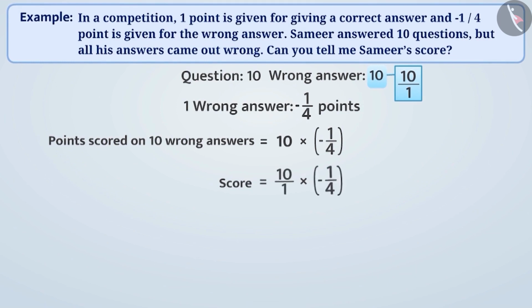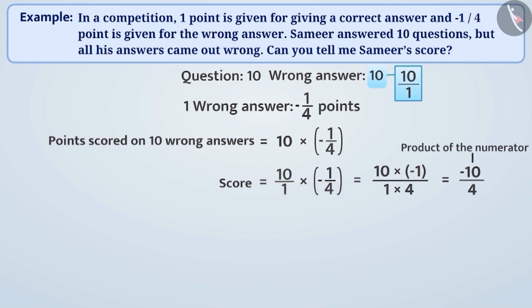We now multiply the numerators of both the numbers. 10 into minus 1 is equal to minus 10. Similarly, we multiply the denominators of both the numbers. Here, 1 into 4 is equal to 4. Then we express the result as the product of the numerators divided by the product of the denominators. That means the result will be minus 10 by 4.